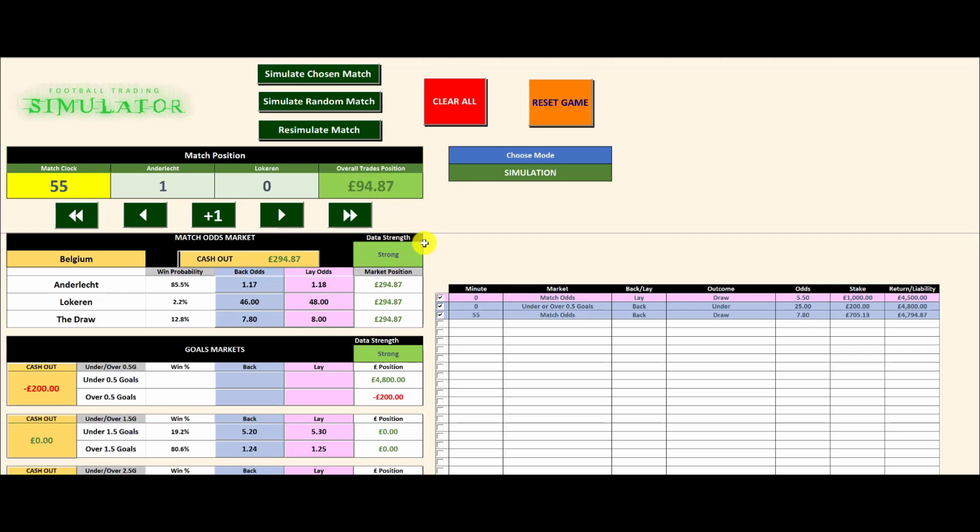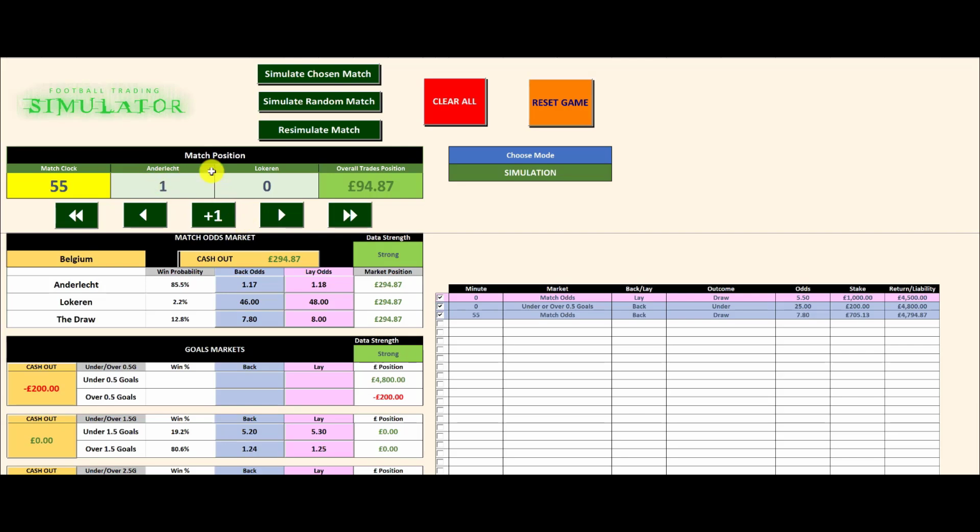So yeah, that is it. That is probably my favorite feature of the software. It is the ability to simulate random matches, and you can trade them in so many different ways and try all sorts of different strategies. And remember, these are all real matches that have happened in the past, so it's not really likely that you're going to remember exactly how these matches played out. So it can be a bit of a challenge as well.